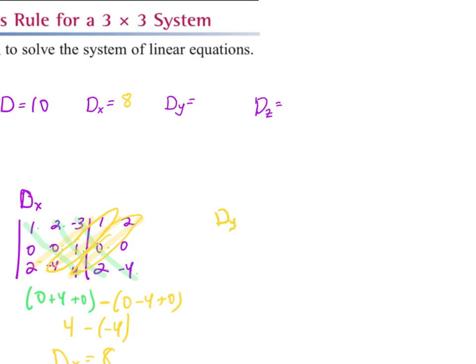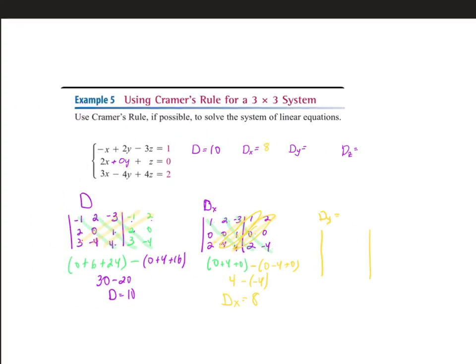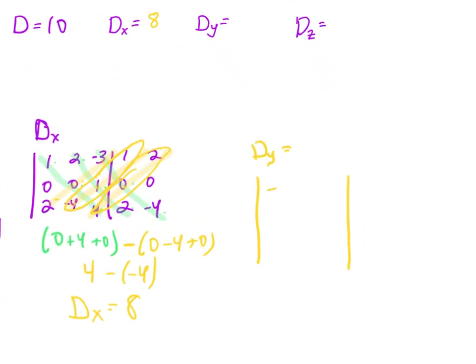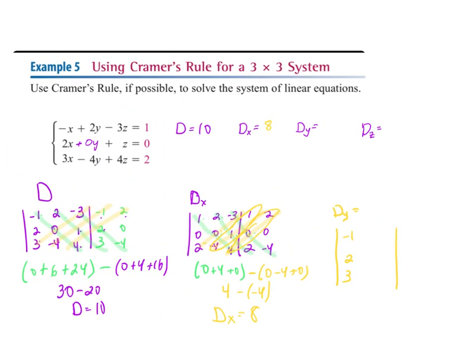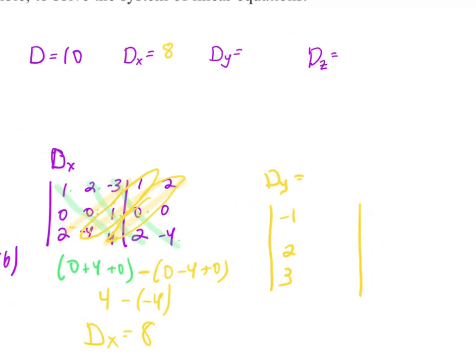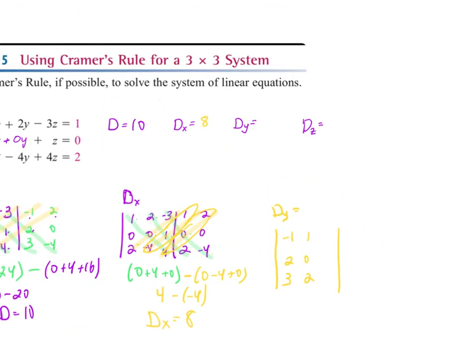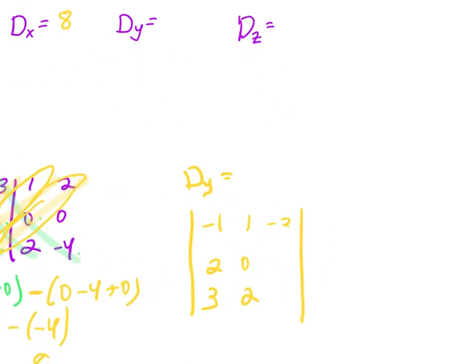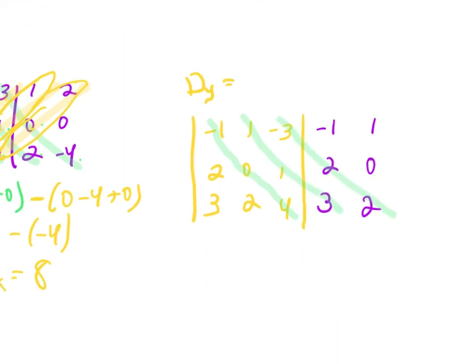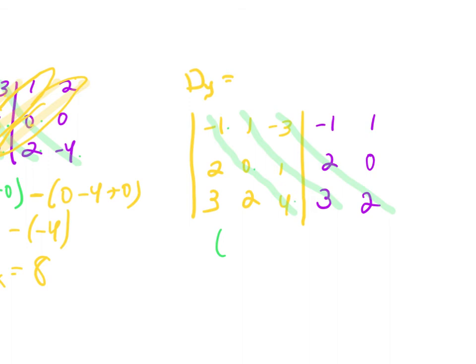Now we have to find y, so d sub y. That means I'm going to plug in answers for what column? The y. So I have negative 1, 2, 3. Negative 1, 2, and 3. Instead of my y coefficients, I'm plugging in answers, right? So 1, 0, 2. And then for z, I have negative 3, 1, and 4. Recopy the first two columns, negative 1, 2, and 3, 1, 0, and 2. And be careful when you highlight. So here, here, and here. What's negative 1 times 0 times 4? 0. What's 1 times 1 times 3? What's negative 3 times 2 times 2? Yep. Minus.